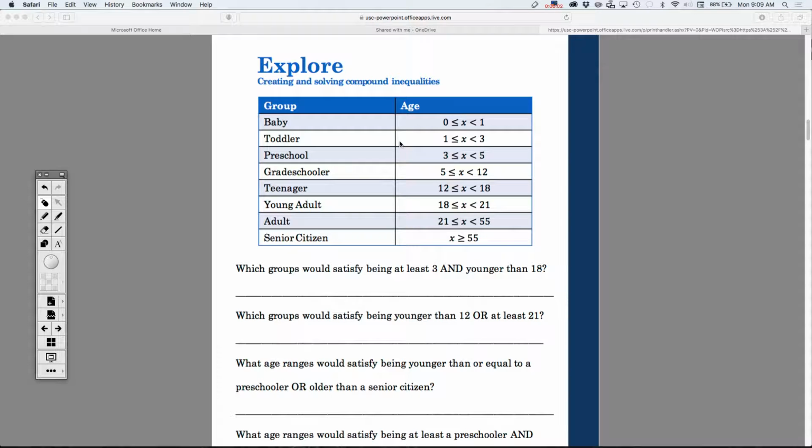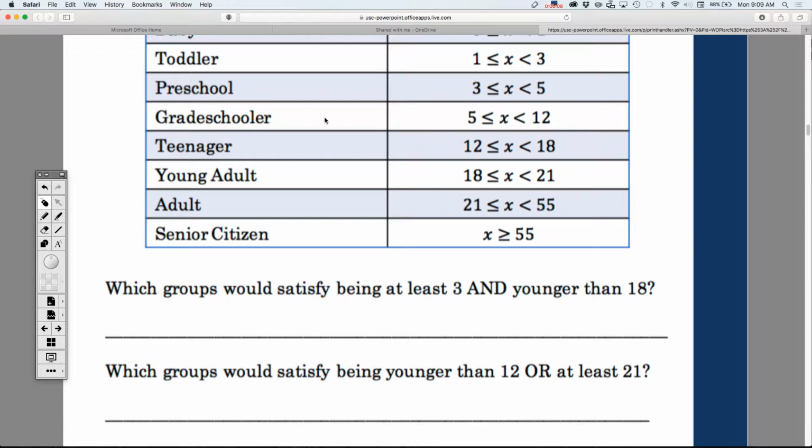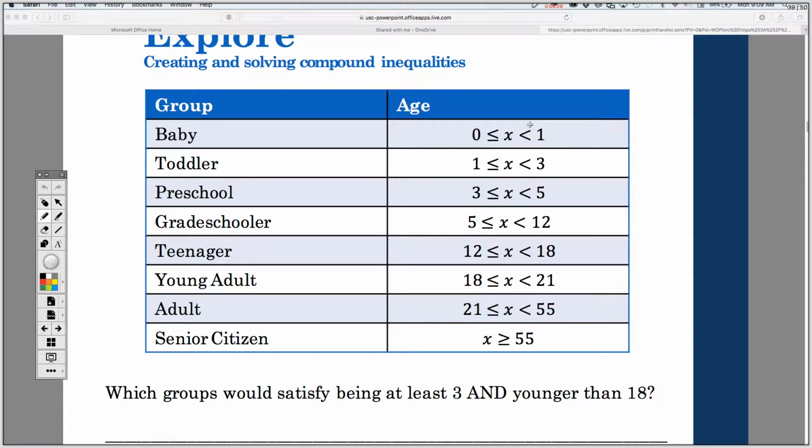Okay, so let's continue talking about this. Explore creating and solving compound inequalities. So first, how do you read this chart? This chart is talking about the notation right here, which is "in between." So for a baby, it has to be in between 0 and 1. This includes 0 but does not include 1. Okay? The way I know that it doesn't include 1 is it doesn't have that bar underneath.